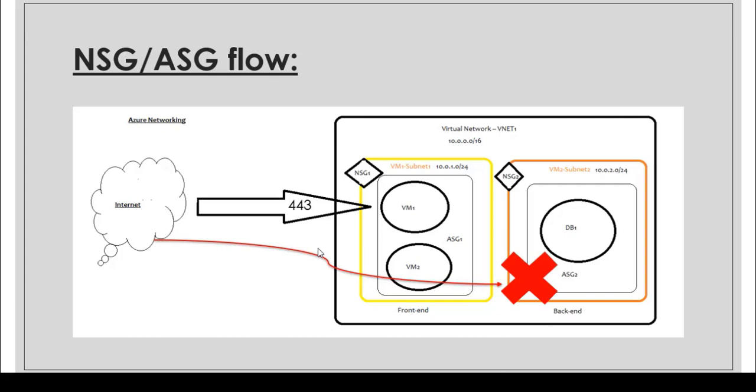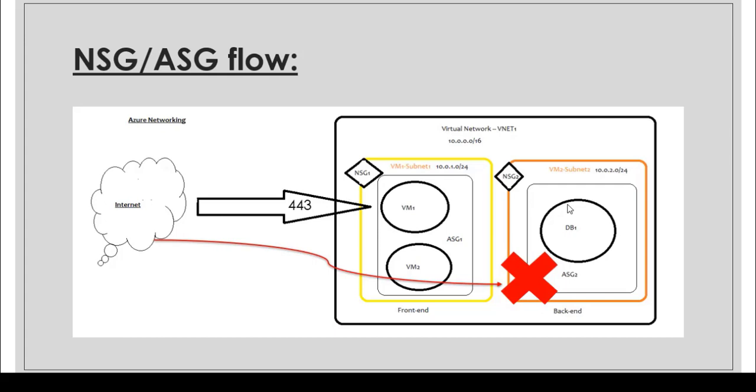No one can access it because I have grouped them into an ASG. So what condition have I created? I have created a condition that a user can access this backend server only through VM1. So we have grouped this as an ASG.